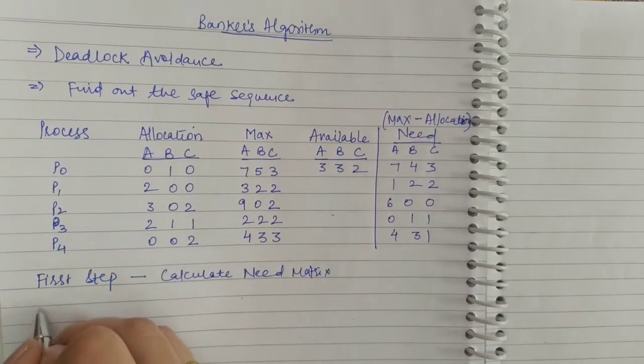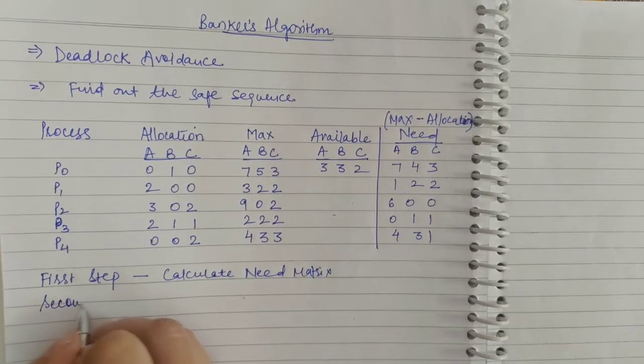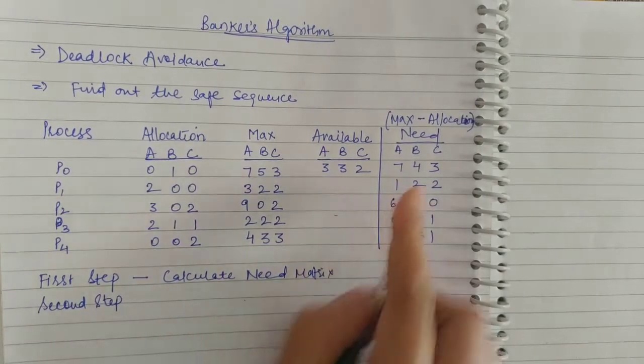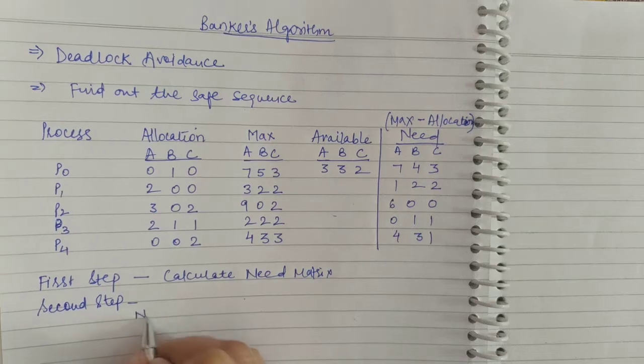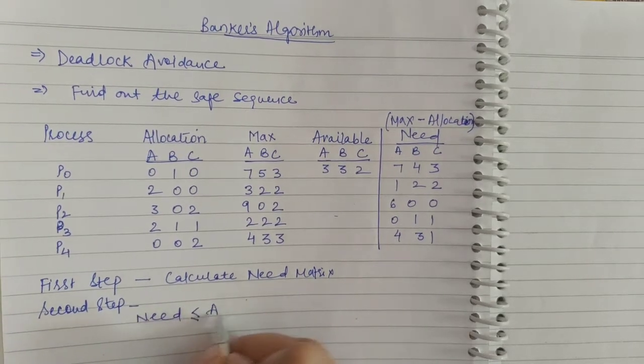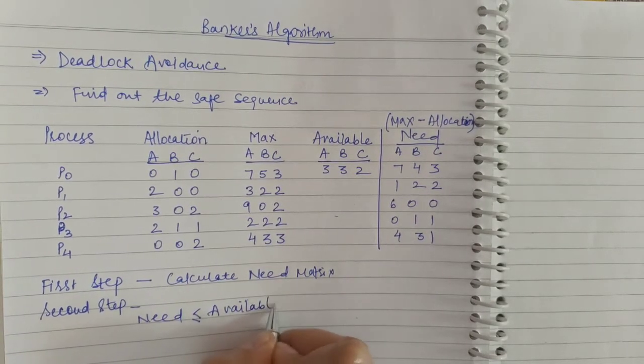Now the second step is, whatever need you have calculated, just compare it with the available number of resources in your system.